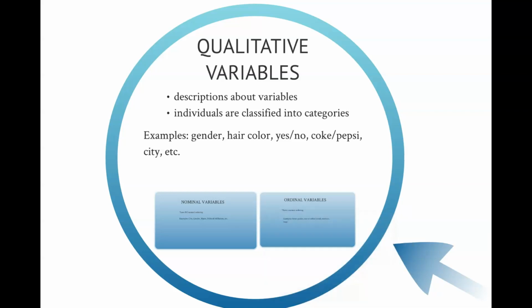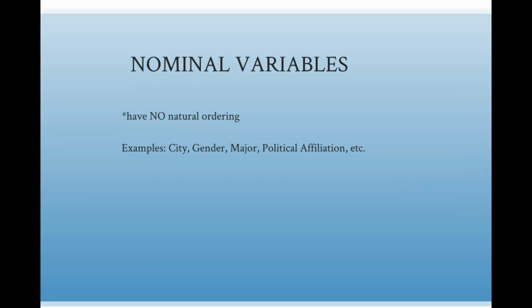Now, qualitative variables can be broken up into nominal variables or ordinal variables. Nominal variables, as the word implies, suggest that there is no natural ordering to the values within this variable column. And so we can think of things like city or gender or major or political affiliation. Think about major for a second. There's different majors like math and English and science and art. And when I list out those majors, there's no natural or inherent way of ranking or ordering those things. And since there is no natural ordering, we would say that it is a nominal variable.